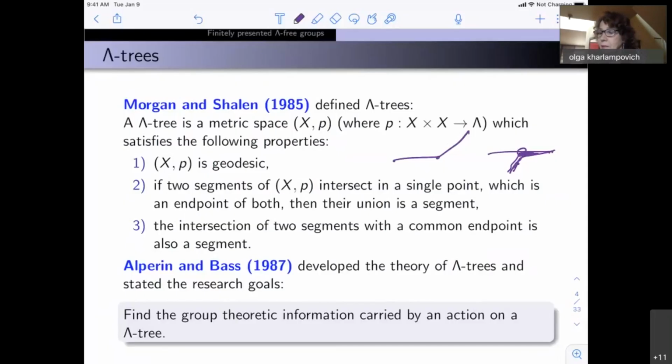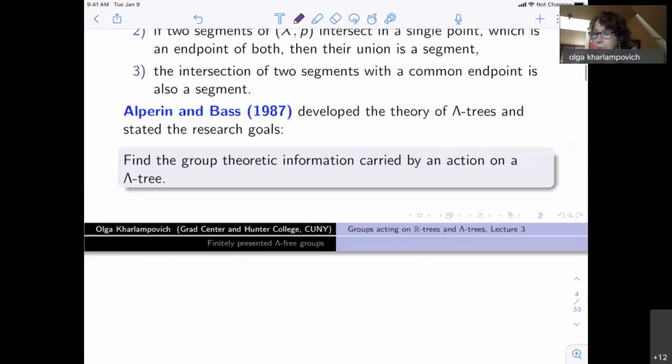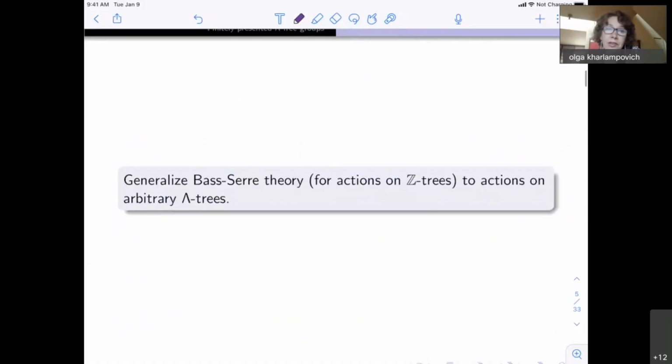So basically the main question is to find the group-theoretic information which is carried by an action on a lambda tree. Suppose we have a finitely generated group and we know that it acts on a lambda tree. In what kind of actions can we say something about the group? For simplicial trees, there is Bass-Serre theory. Simplicial trees are Z-trees, and one wants to generalize it to arbitrary lambda trees somehow.